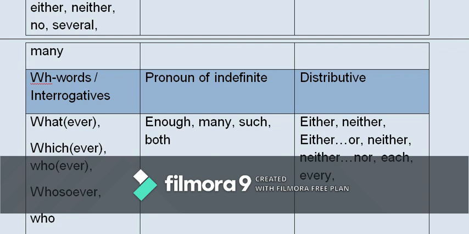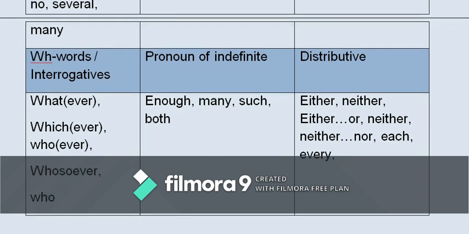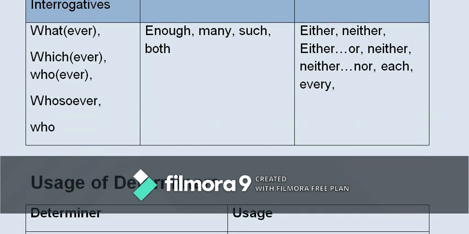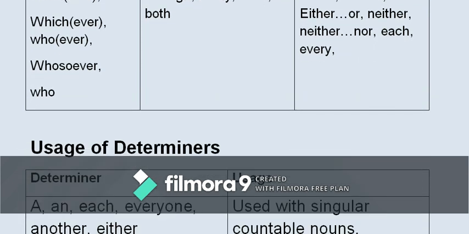Pronouns of indefinite, now indefinite pronouns are like enough, many, such, both, somebody, nobody, such words. Distributive, it is either or, neither nor, either alone also, neither alone is also used in a sentence, each and every, such words. Now these words, we are going to regroup these words categorically as used for countables, non-countables, singulars, and plurals, and then we will see their examples also.